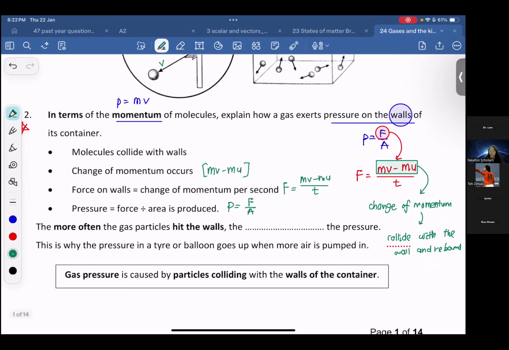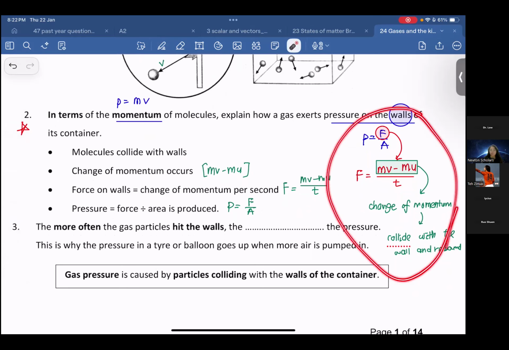If you understand the concept, no need to memorize, just use my method. P, how do we get P? It's related to F. How do we get F? It's related to change of momentum. And why is there a change of momentum? Because it collides with the wall. Is that clear? This part is important. Okay, is that clear?